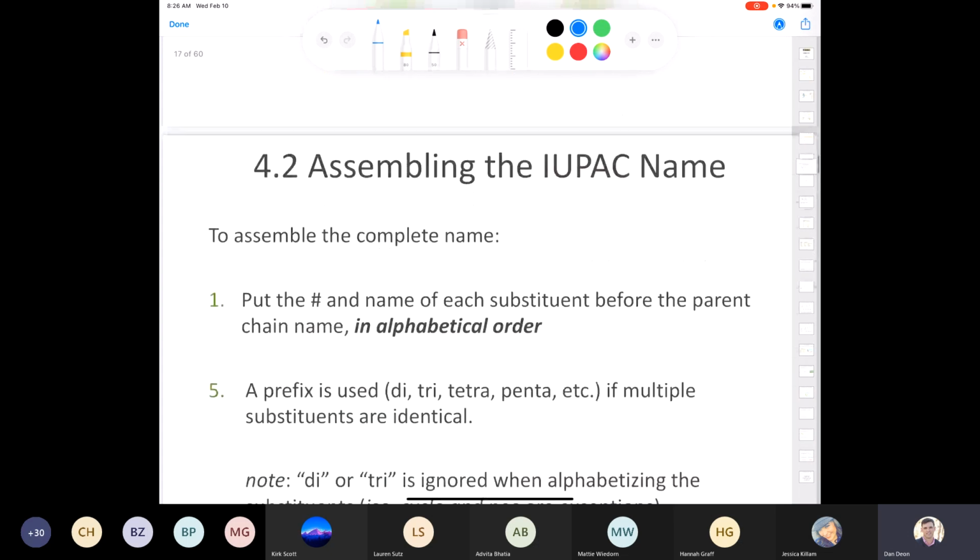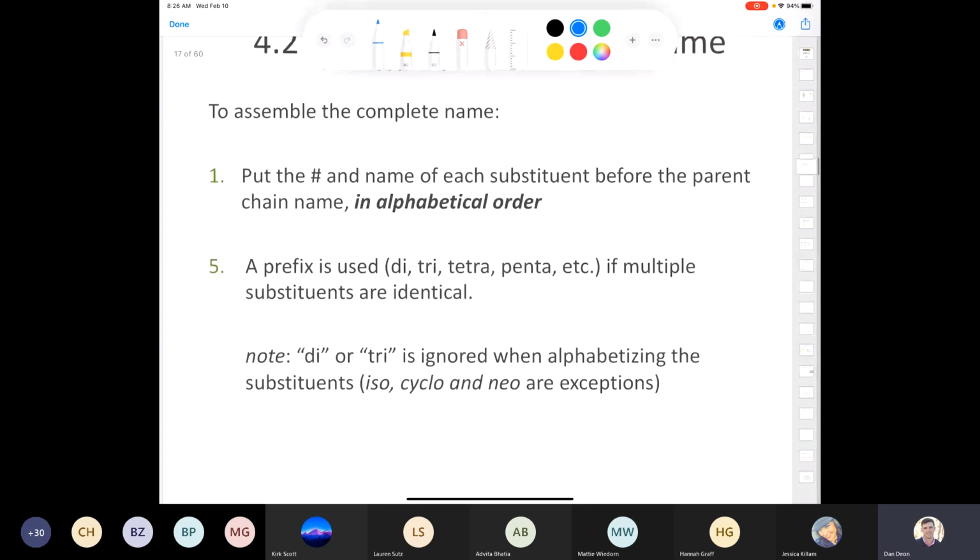Okay, so if we look at a summary, to complete the whole name, you put the number and the name of each substituent before the parent chain. You do it in alphabetical order. I want to talk about this alphabetical order for just a second. It says a prefix is used if multiple substituents are identical. Now, in terms of this, I don't know how we went from number 1 to number 5. That escalated quickly. Anyhow, so rule number 2.